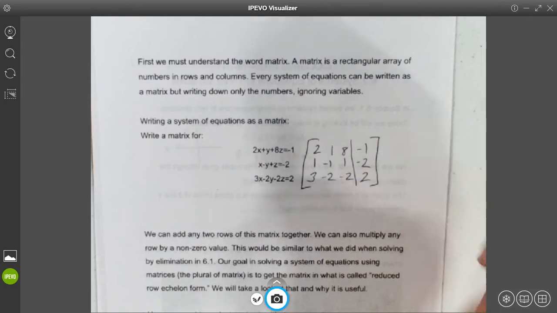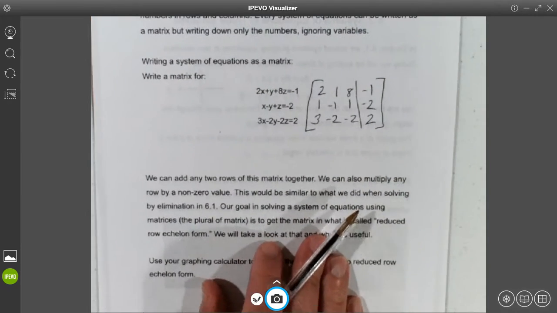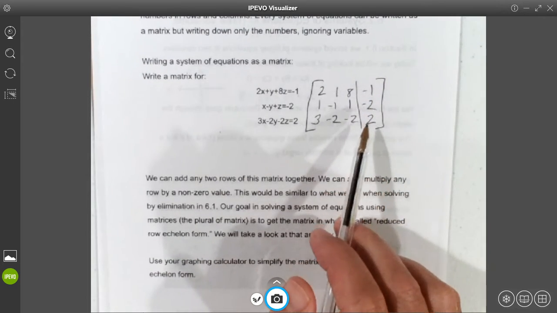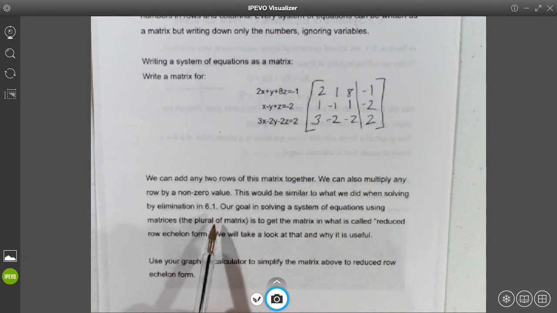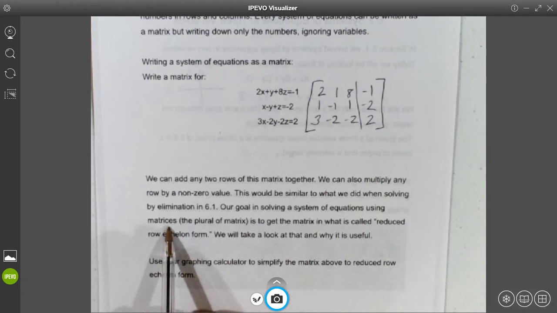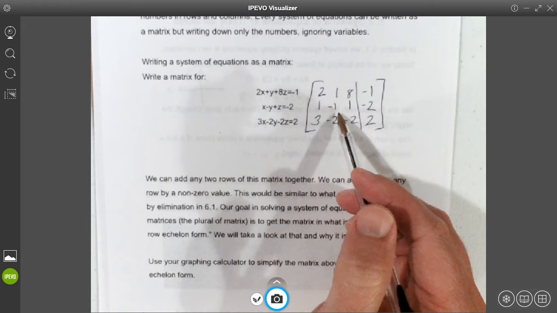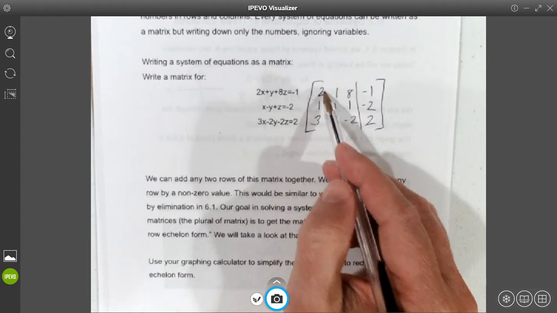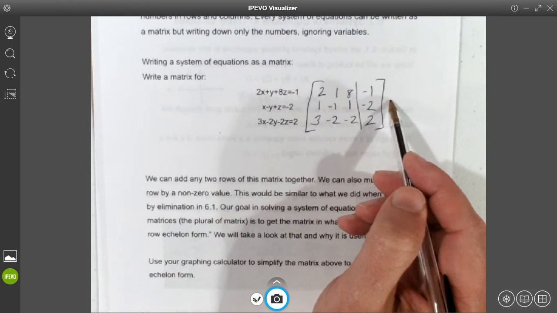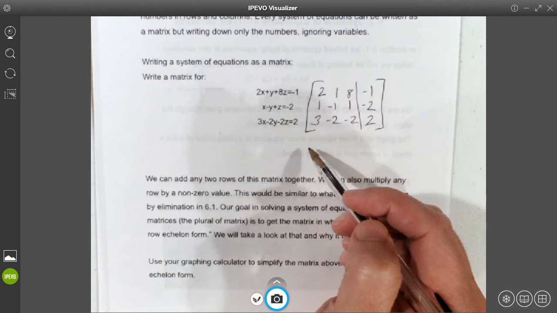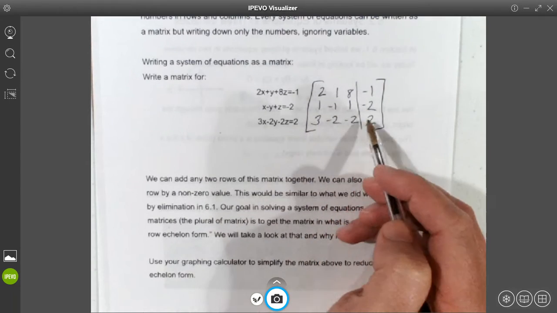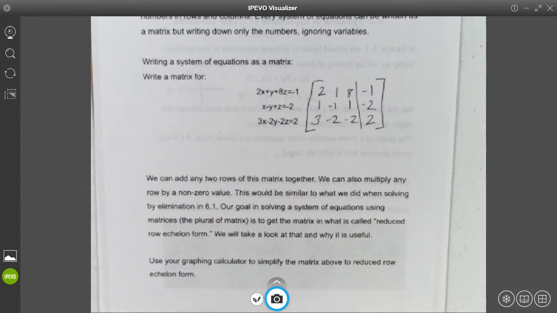All right. Now we can, and I wish we had more time, we could do some math on matrices. We're going to talk about it later, but matrices is just the plural of the word matrix. So we can add two rows together. I can add these two rows together if I want and have that row replace one of the rows that I have. I can multiply any one of these rows by any non-zero number that I want.